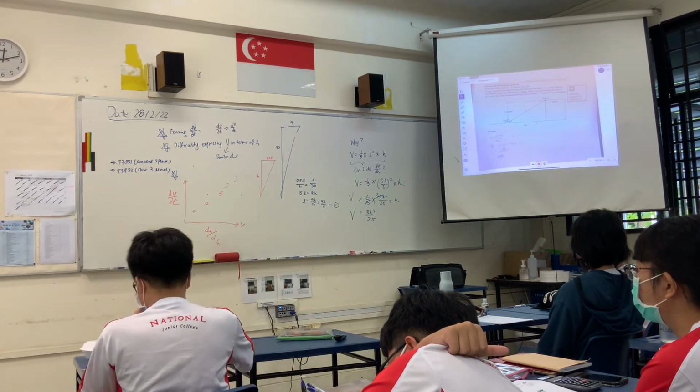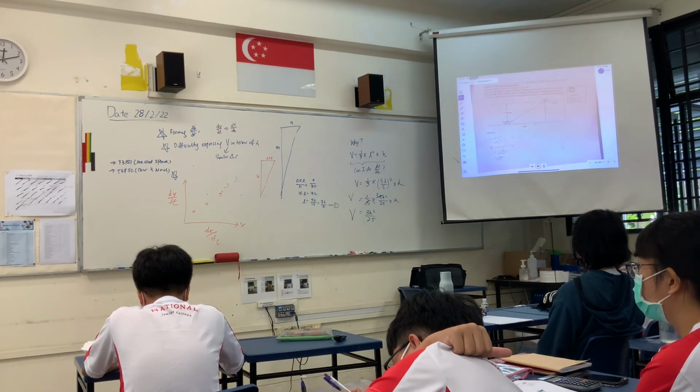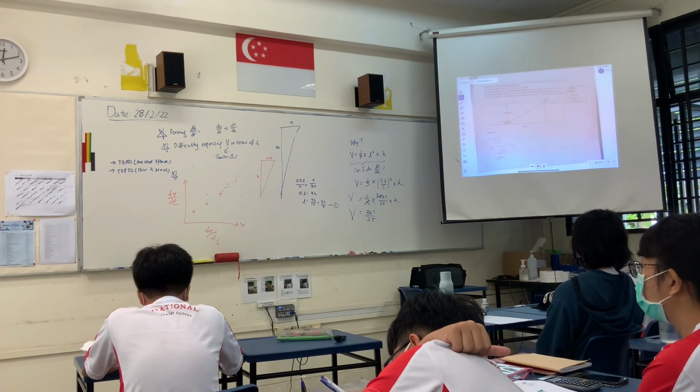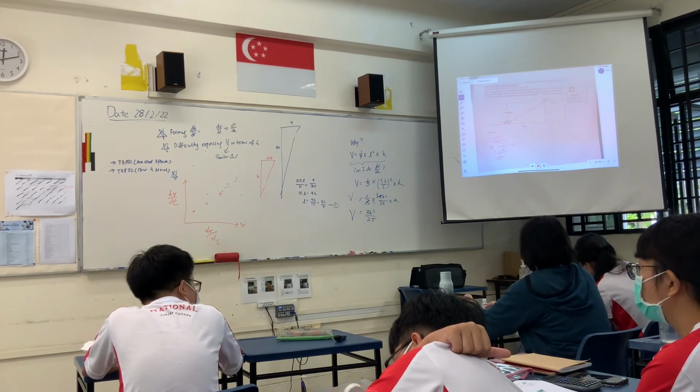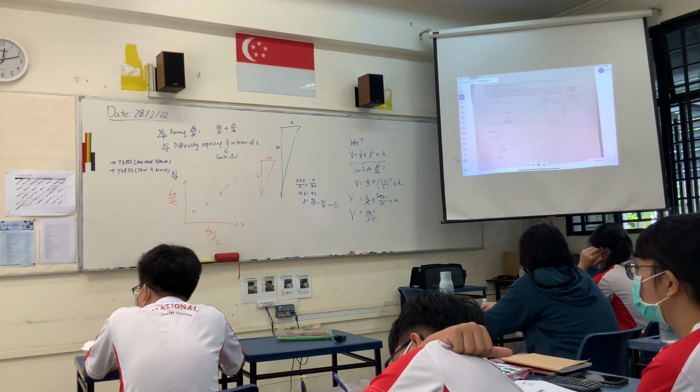You can also do dy over dx. So here you see they are telling you the rope is shortening at the rate of 0.75, negative 0.75.